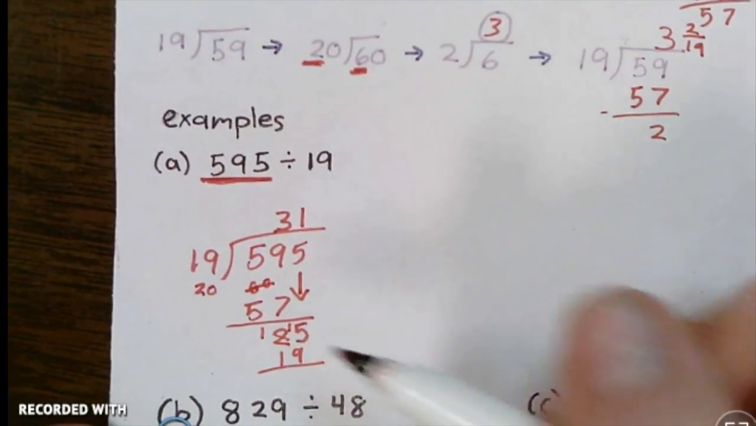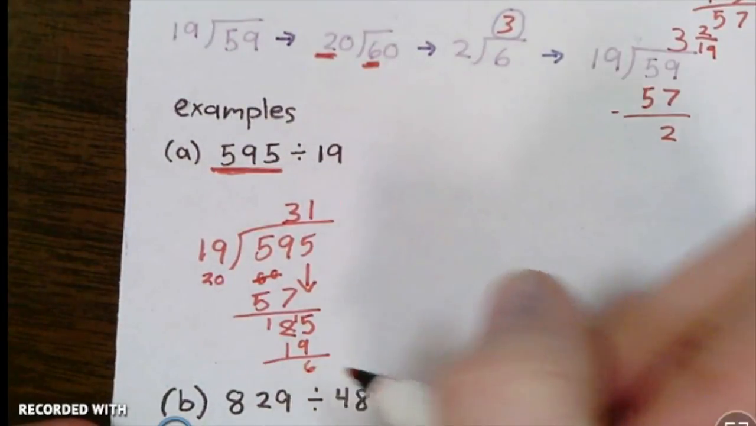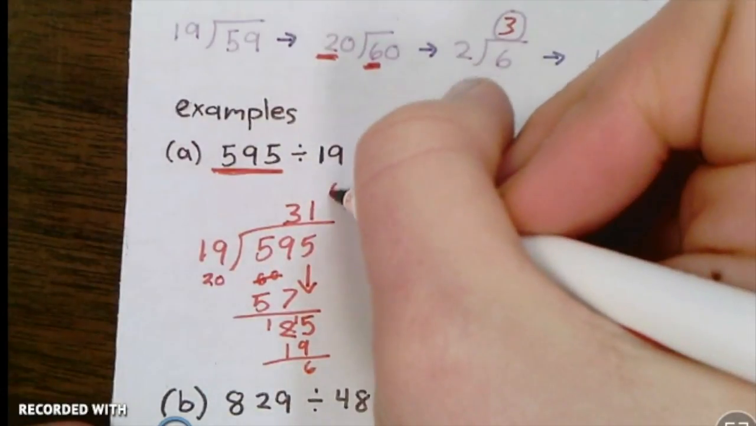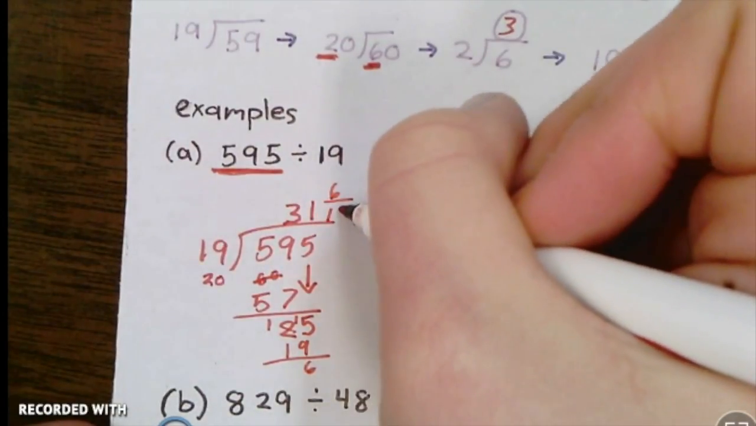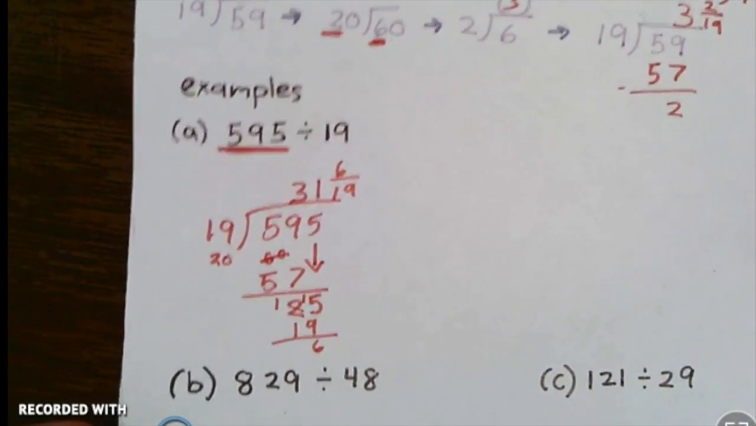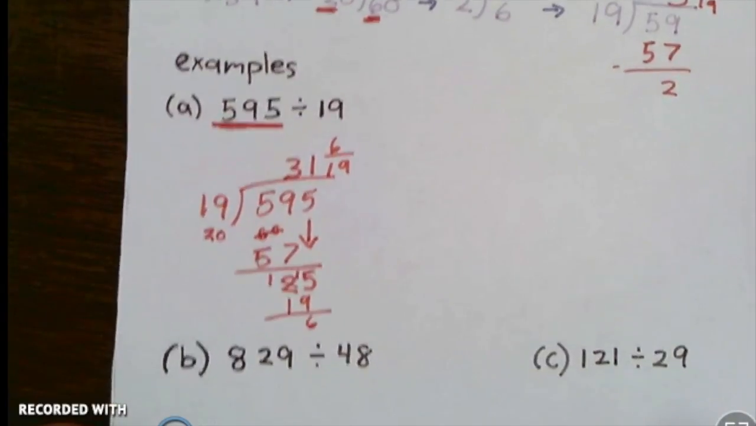Need to borrow. 15 minus 9 is 6. 1 minus 1 is 0. So I have a remainder of 6/19. All right, do we see how that worked? So I was rounding in order to figure it out.